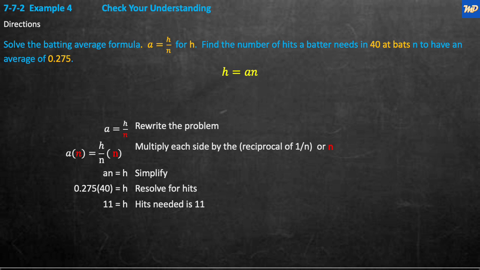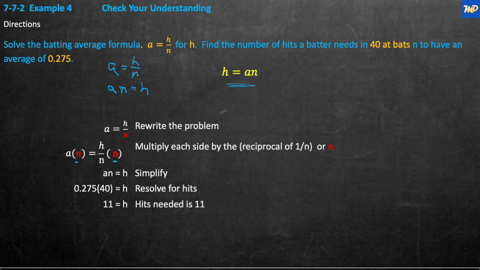We did that by switching right here. The formula was A equals H over N, and we have to move the N to the other side, so we get A times N is equal to H. That's what this formula is showing us right here. So A is equal to H over N, and we're going to rewrite it by multiplying both sides by N. And then we get AN is equal to H. The same thing here, H is equal to AN.